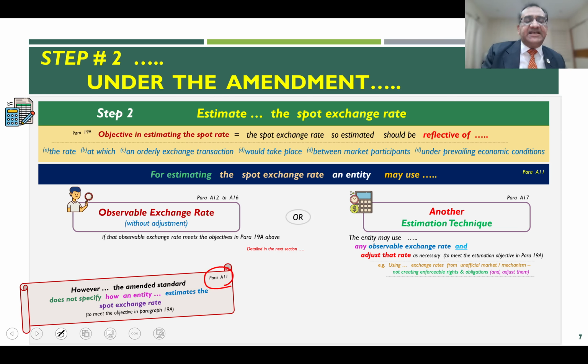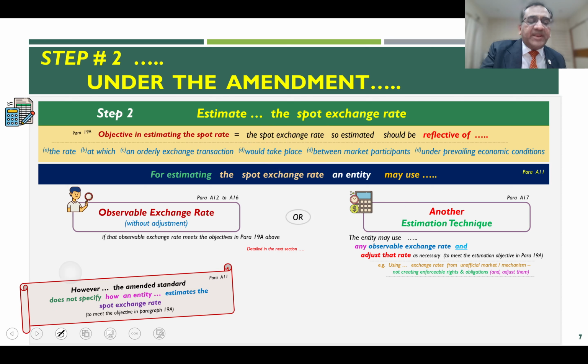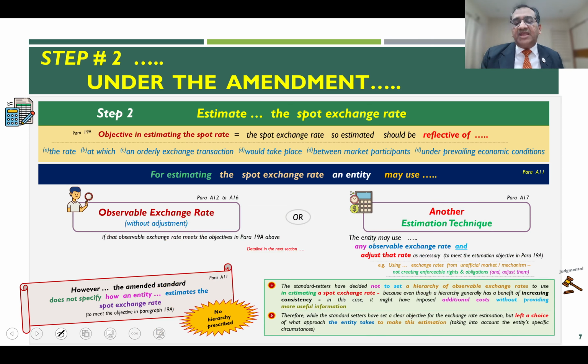Also, paragraph A11 says that this particular amended standard does not specify how an entity estimates the spot exchange rate. It only gives you these principles. It gives you the mechanics or broad framework in the context of the objective in newly inserted paragraph 19A. Now, you read this objective and deploy any of these two techniques which is most appropriate in a particular case, without the standard categorically mandating what technique, which methodology, to be followed. That mandate is not given.